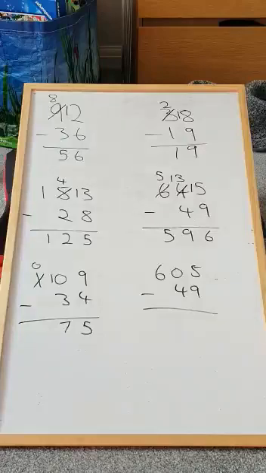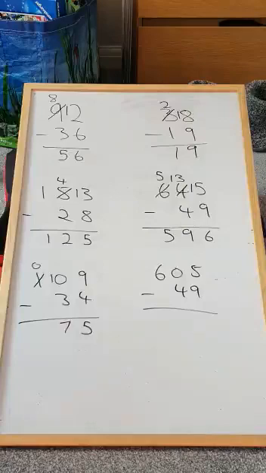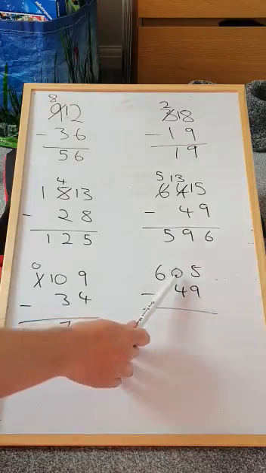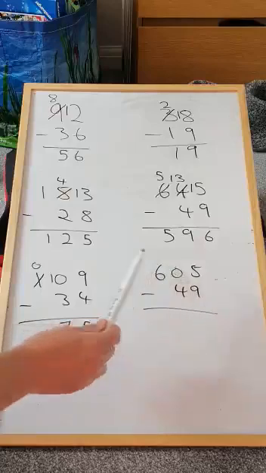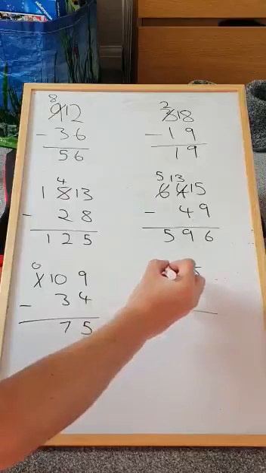And moving on to our final question, this was the last question of your challenge C. We've got 605 take away 49. So we do our first column here. We've got 5 take away 9, which we cannot do. So we borrow from the next area across. As you can see, it says 0. We can't borrow from there because 0 is nothing. So we need to go across again to this column.